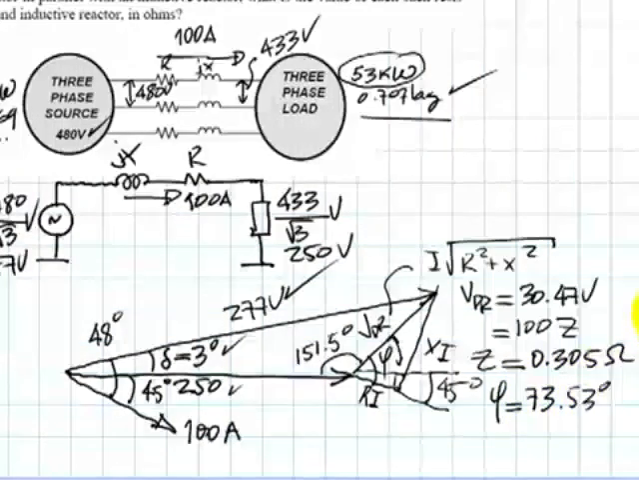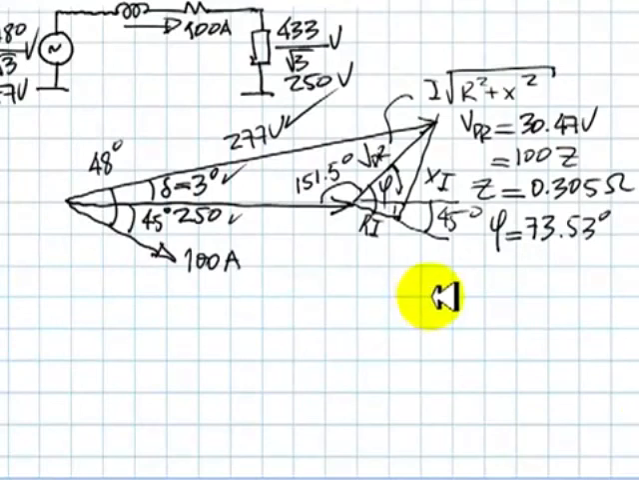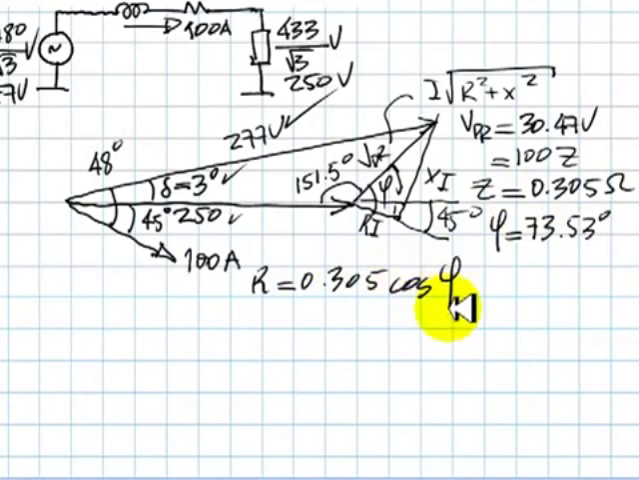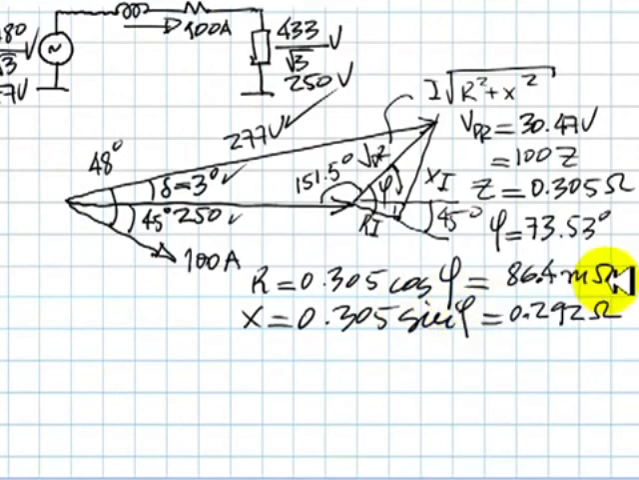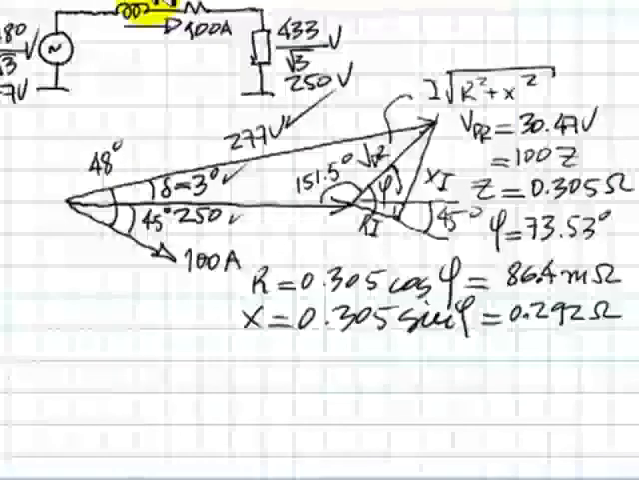Moving the screen a little bit further down, we know then that R is Z times the cosine of this angle, 0.305 cosine of this angle here, and X is 0.305 sine of that angle there. 86.4 milliohms for the resistance of the cable and 0.292 ohms for the reactance of the cable. And that is the solution to part B of this exam. Thank you very much.